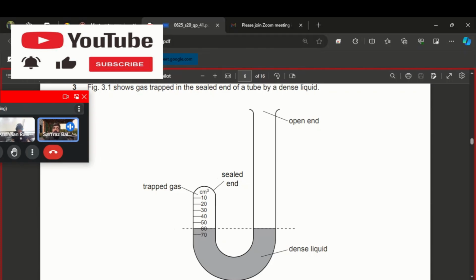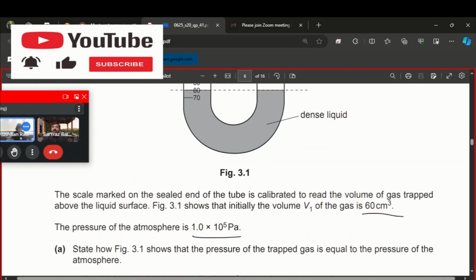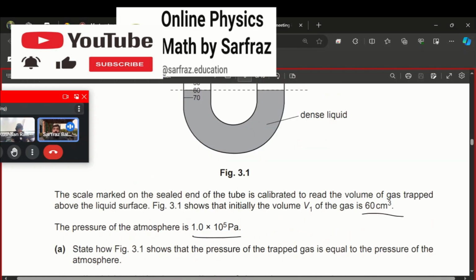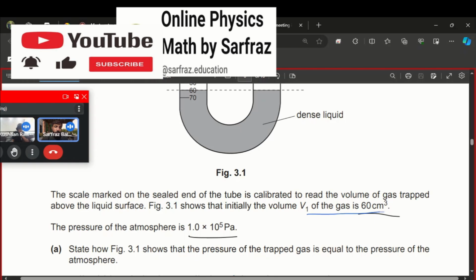Are you seeing this 60 centimeter cube on the screen? Okay. Now the statement: the scale marked on the sealed end, meaning the left end of the tube, is calibrated to read the volume of the gas trapped above the liquid surface, which shows that the initial volume V1 of the gas is 60 centimeter cube. So initial volume V1 is given, which is 60 centimeter cube. The atmospheric pressure is 1 times 10 raised to the power 5 Pascal. Okay, now move to the next part.